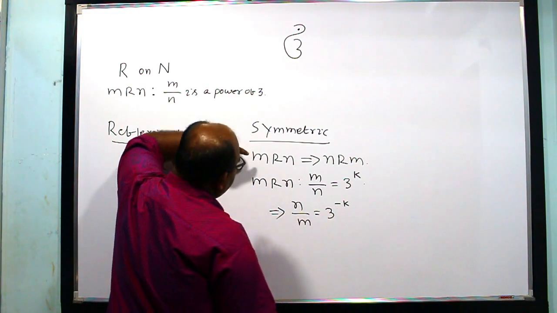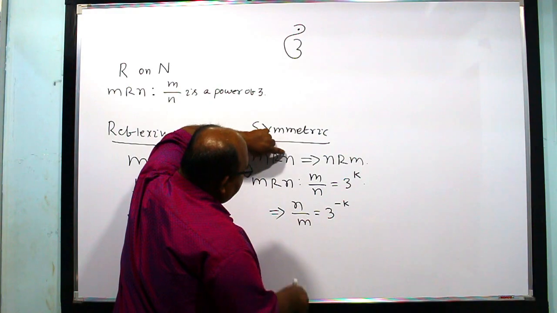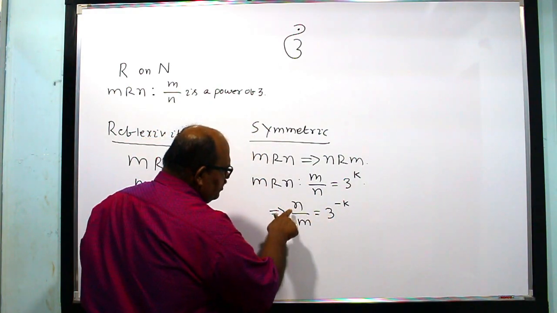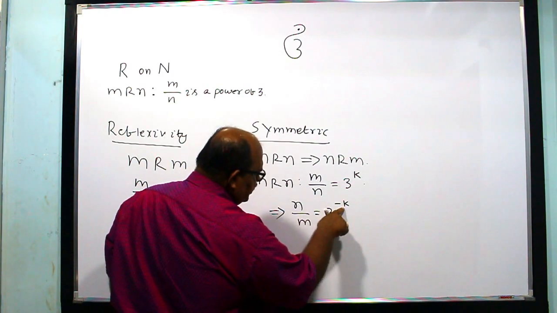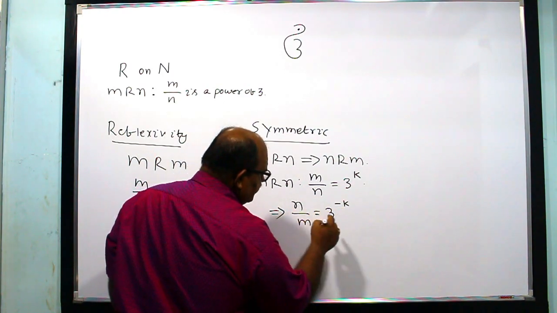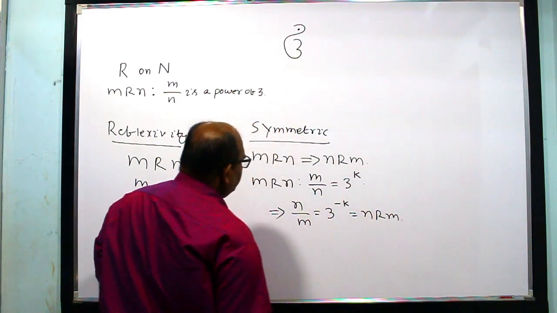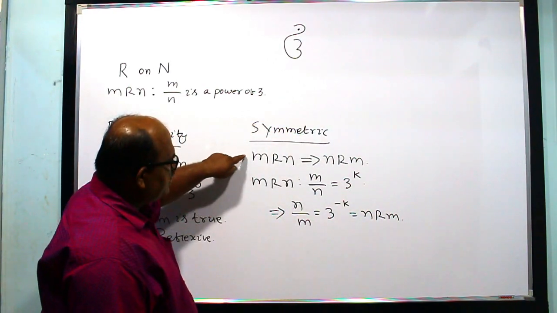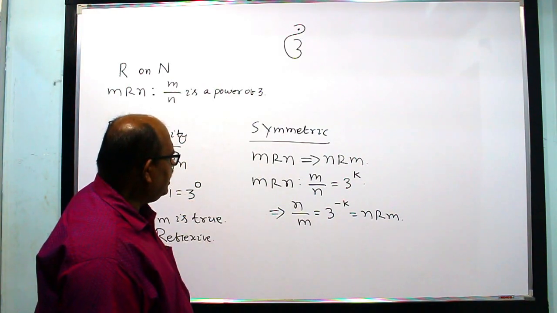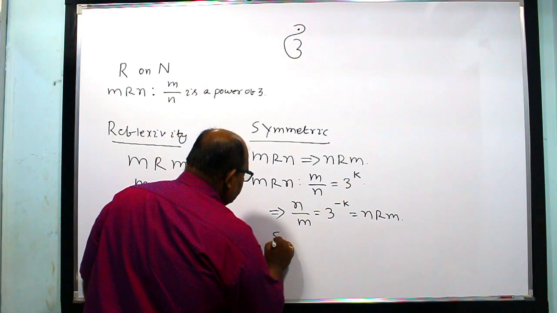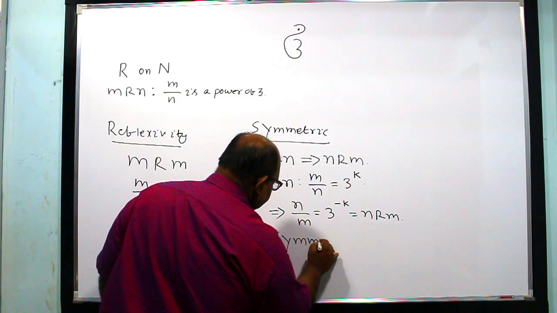So what is the conclusion? We have taken m related to n and we are getting n related to m. Because n by m is equal to 3 to the power minus k, I can say n by m is a power of 3. So I can write n related to m. Okay. So m related to n implies n related to m. So the relation is symmetric.